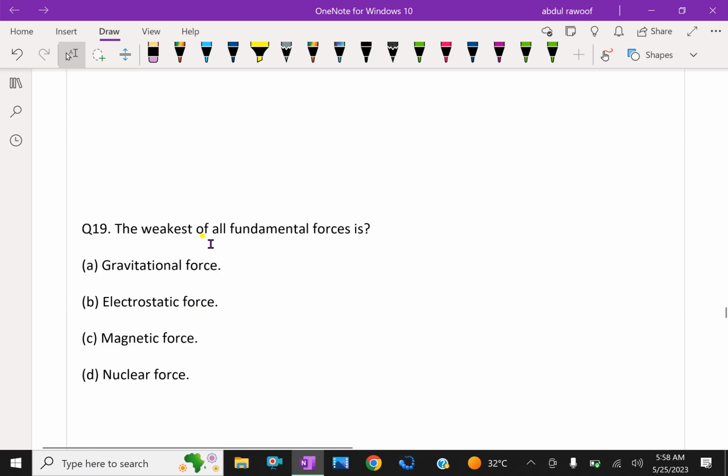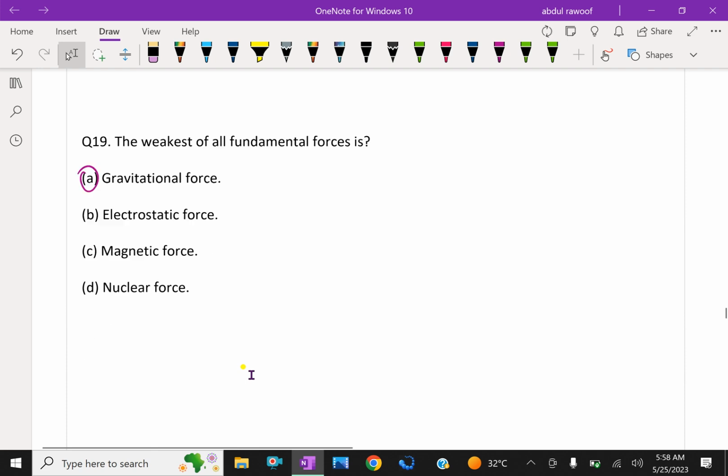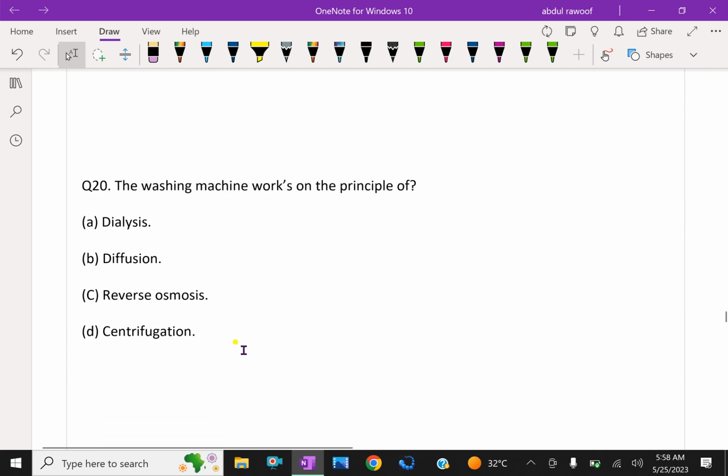The weakest of all fundamental forces is gravitational force, electrostatic force, magnetic force, nuclear force. Here, among these basic forces, the gravitational force is the weakest. The washing machine works on the principle of dialysis, diffusion, reverse osmosis, centrifugation.